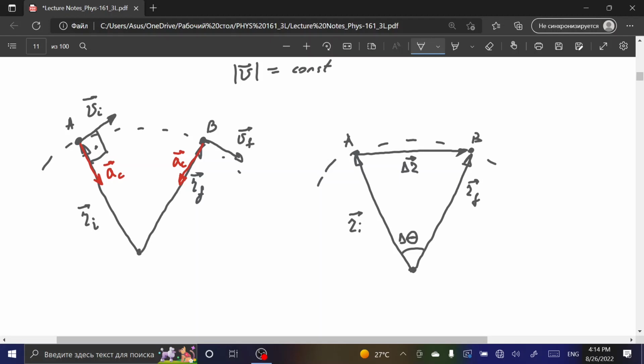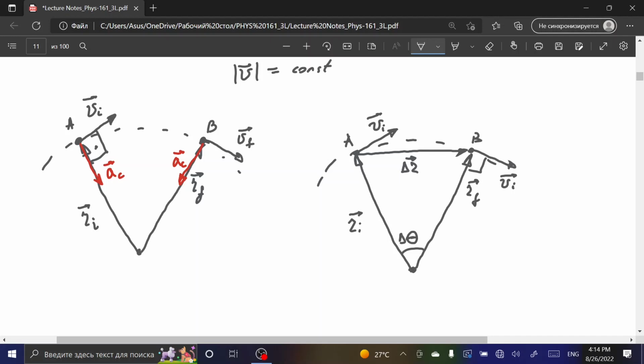So now we probably also want to have our linear velocity vectors. So this is the initial and this is the final linear velocity vector.